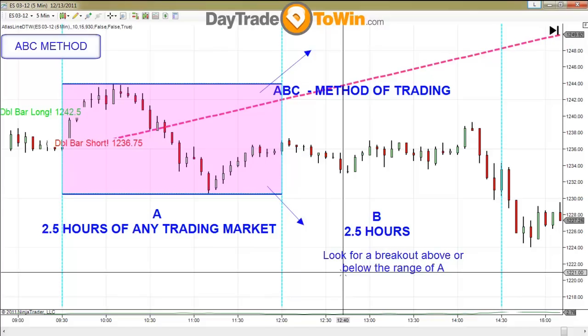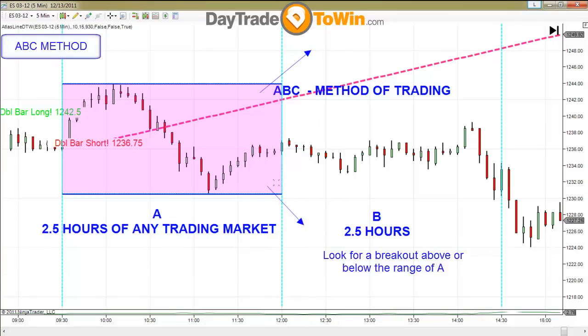Now, typically, we have about 85% of the total trading days that do nothing on the B part of the day. But that 15 to 20% of the time when markets do trend, that's when I'm going to pay attention. And so the B part of the day, I'm looking for price to break outside of what happened during the range of A.